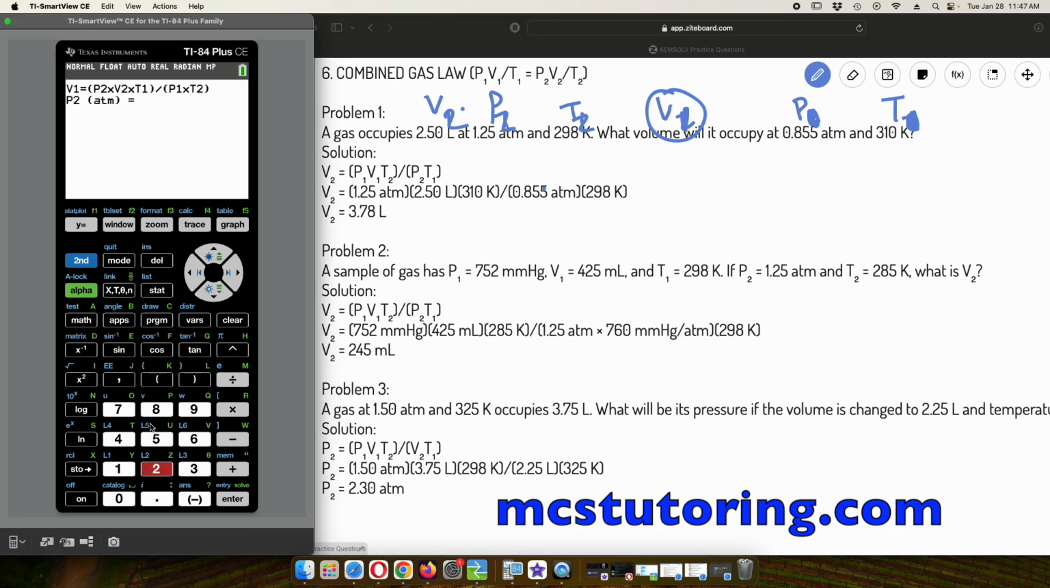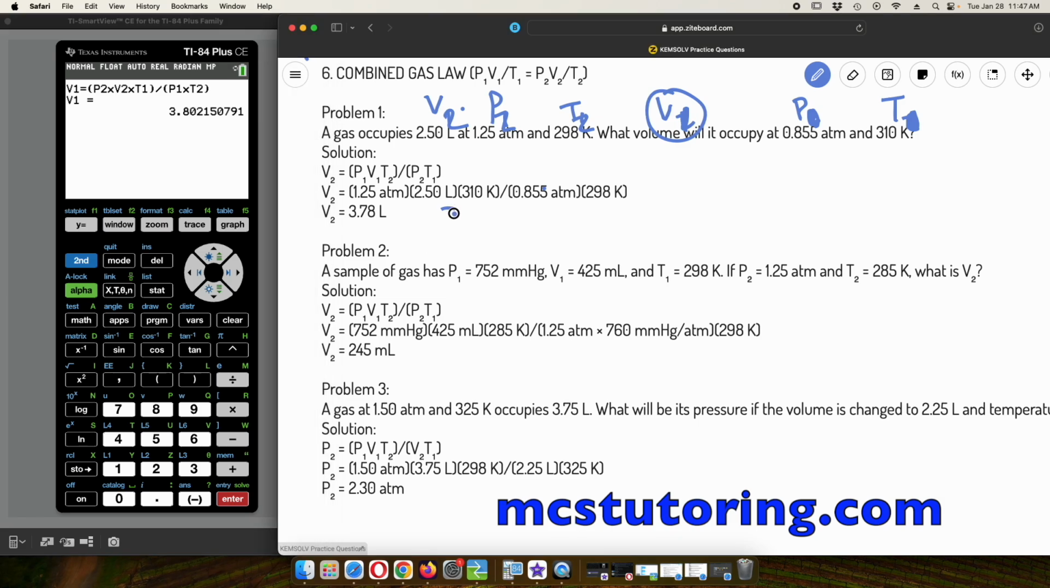So our new P2 is 1.25. Sorry for doing the change, but it's good to run through this with real numbers and everything. V2 is 2.5 liters. And then T1 is 310 Kelvin. And then P1 is 0.855 atm. Okay, and then T2 is 298 Kelvin.